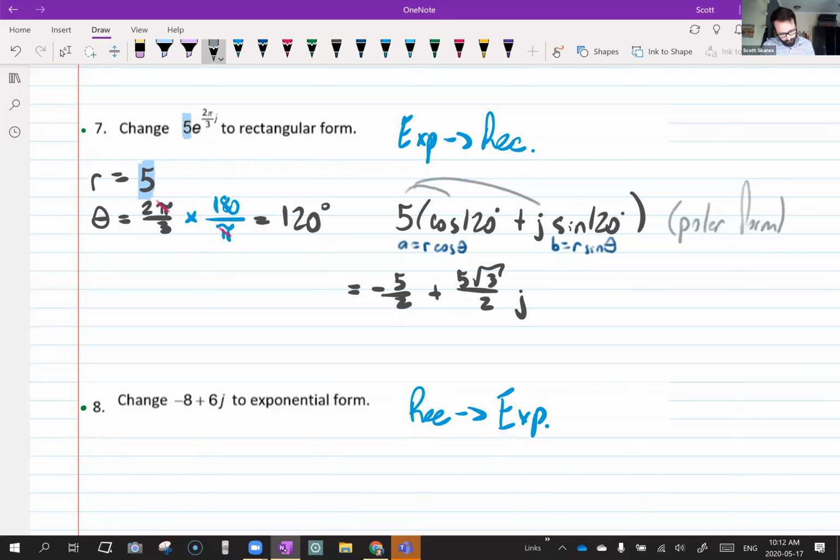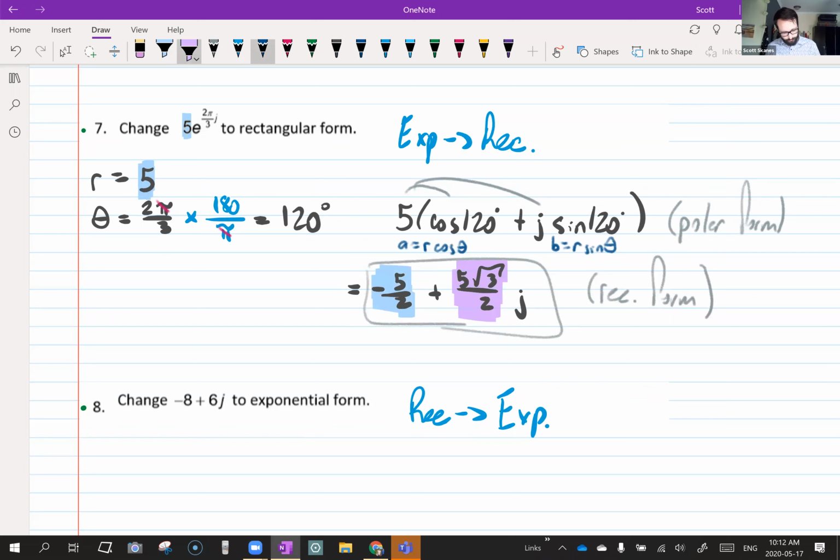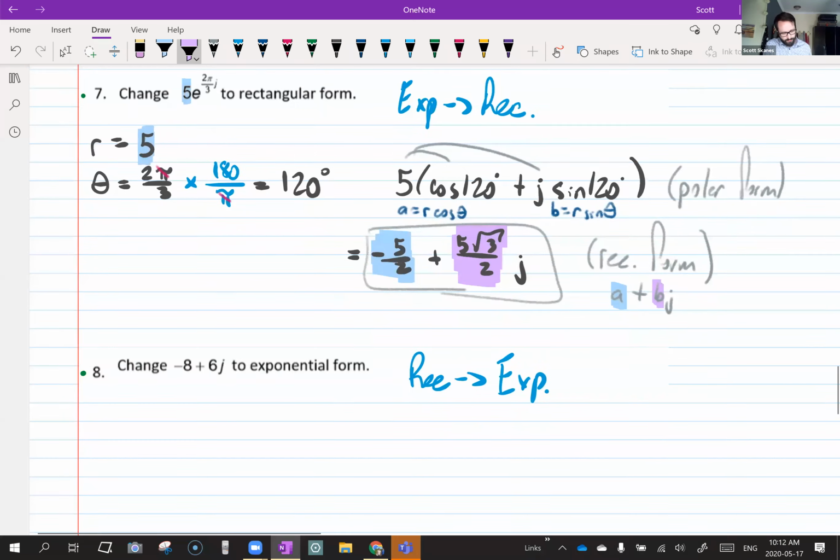Now it's rectangular form. How do I know it's rectangular form? Well, because I can see an A piece and I can see a B piece. And that's important. It needs to always have an A and a B piece if it's in rectangular form. All right, so get that back in your memory banks. I'm going to keep going because I want to make sure I cover as much as possible.